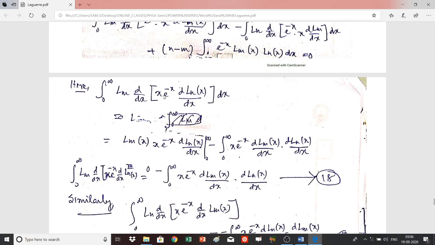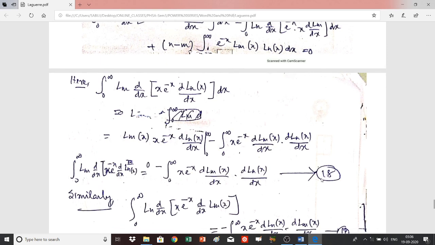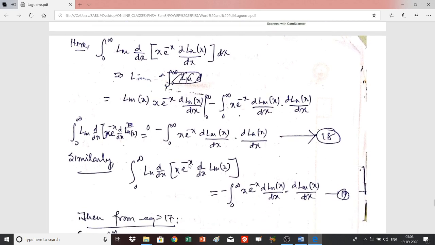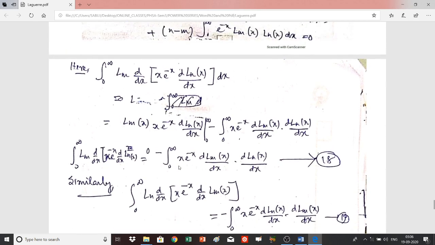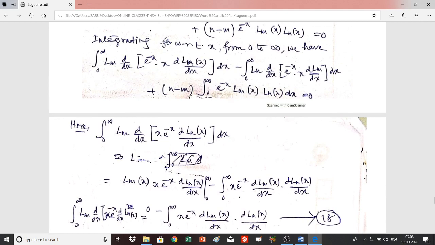So this, that is the integral from 0 to infinity of Ln d/dx of x e^(-x) d/dx Ln x, that is equal to minus the integral from 0 to infinity of x e^(-x) dLn/dx dLn/dx dx, that is equation number 18. And in a similar manner, you can find out the value of the other term, this term.